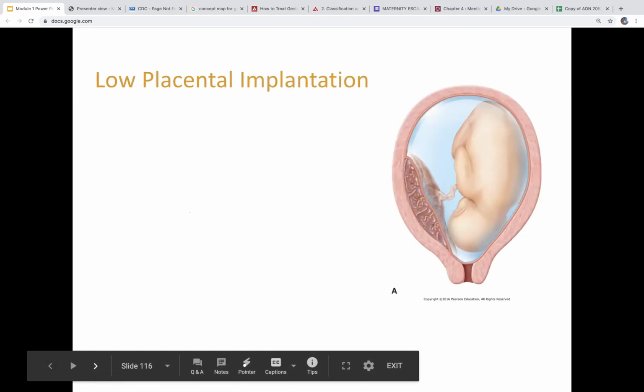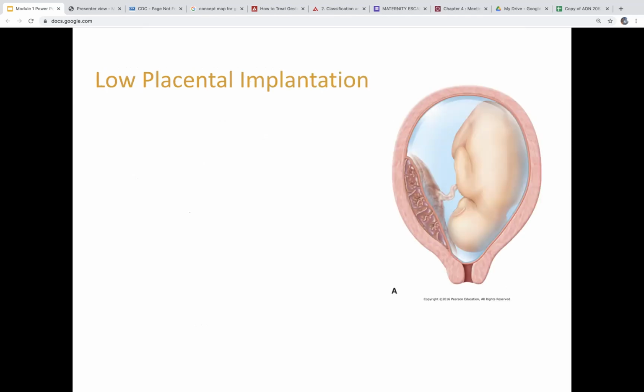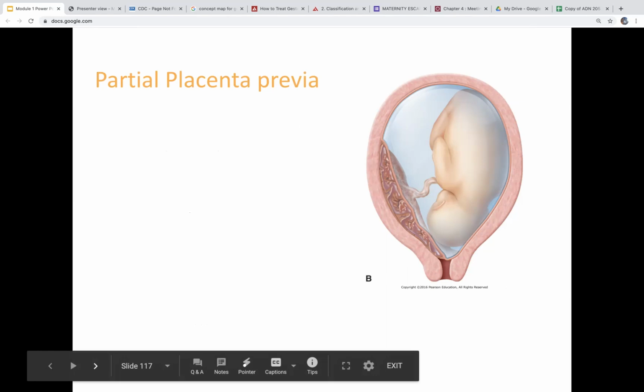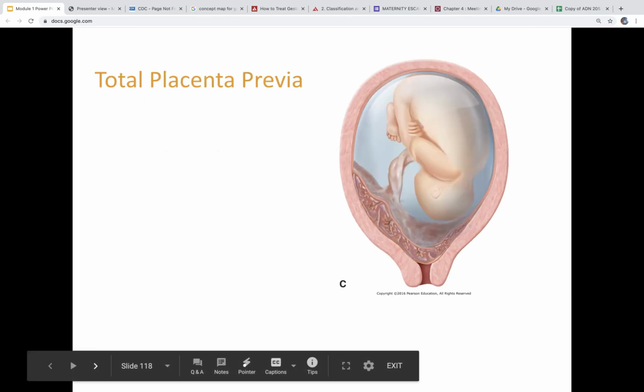If you see the placenta is on the lower left-hand side, it's partially covering the cervical os. So this would not be a vaginal delivery. And what also would be contraindicated? Doing a vaginal exam, correct. And then especially in a total placenta previa.